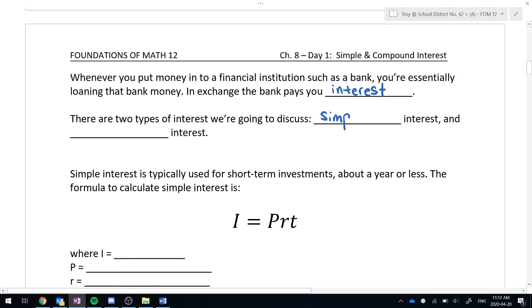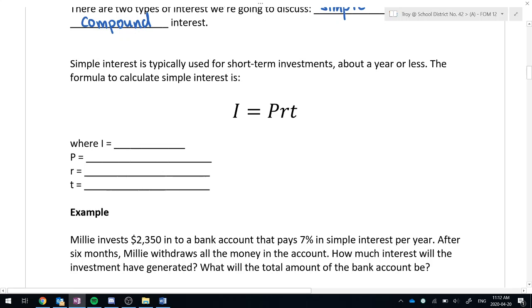Like I said, there's two kinds of interest we're going to talk about. The first one's going to be simple interest, and the other one's going to be compound interest. We'll talk about simple interest today, and then we'll go into compound next week. Not a lot of accounts or investments really use simple interest. Some do. It's usually reserved for short-term investments, things that won't last a very long time. It's a pretty simple formula to calculate.